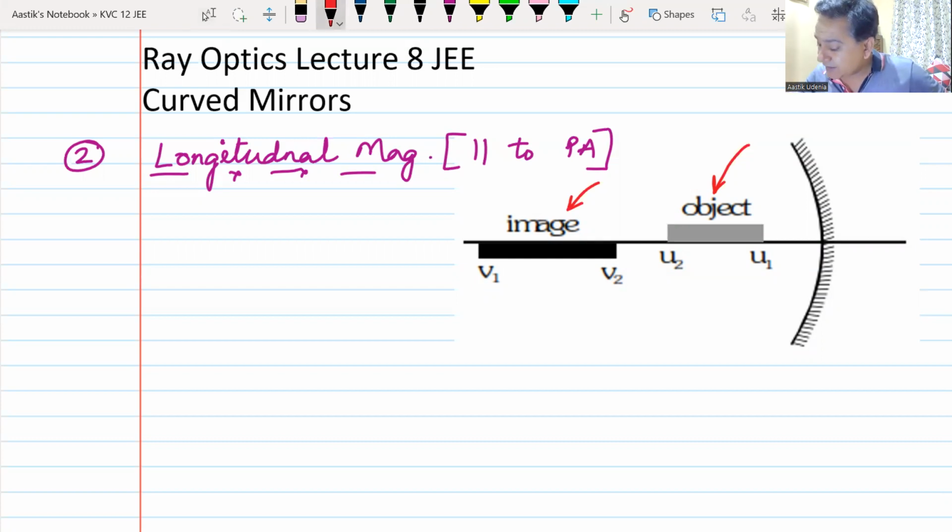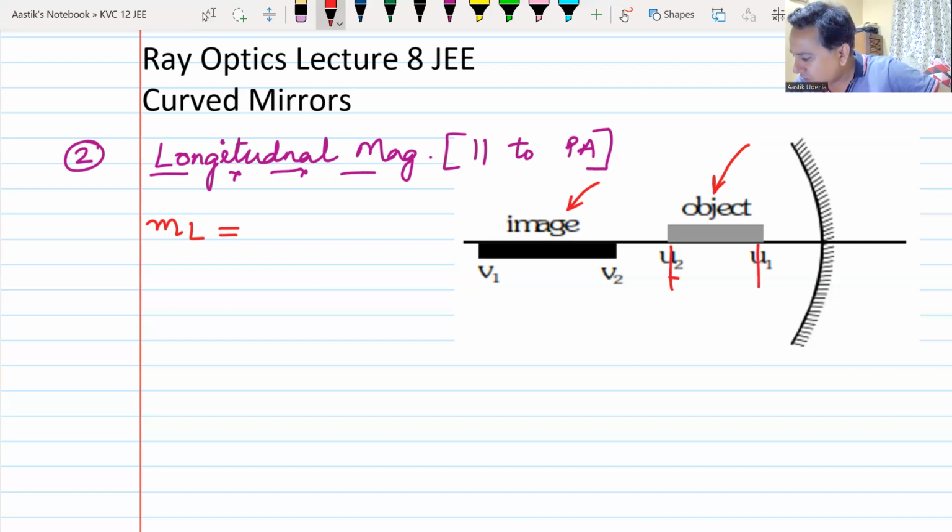This linear magnification or longitudinal magnification is denoted by the letter ML, L standing for longitudinal. How will I define this? Transverse magnification was height of the image divided by height of the object. As you can see, the object is now lying flat. I cannot call it height. So what is a better term than height? Length of the measurement, length of the object.